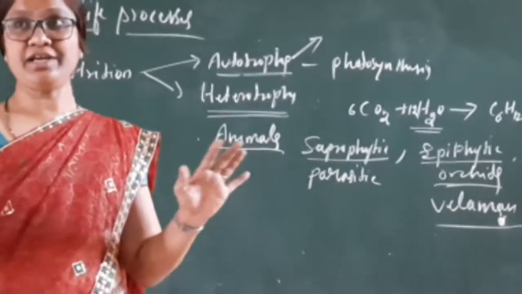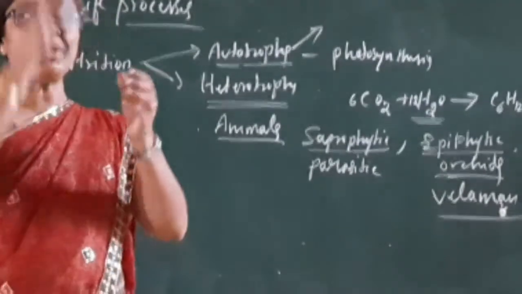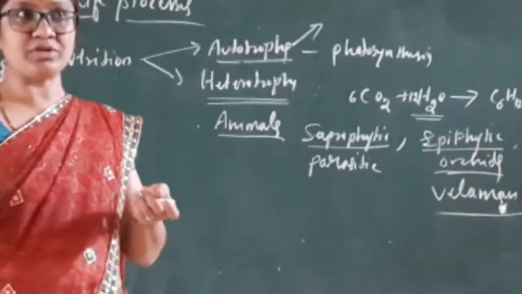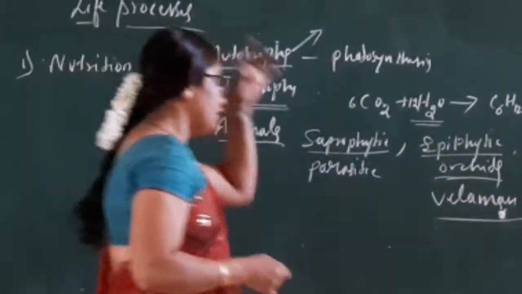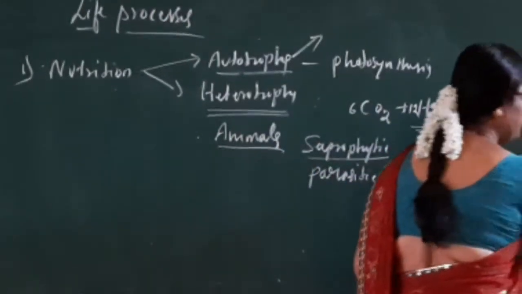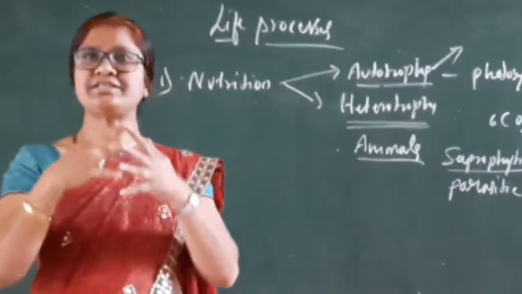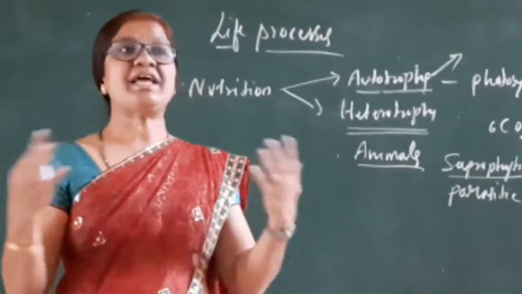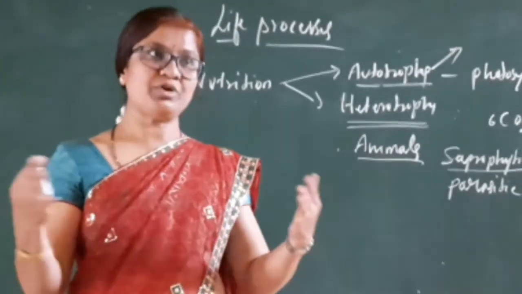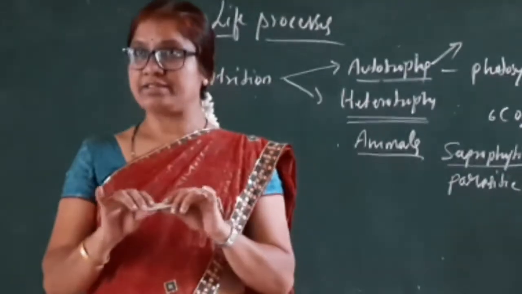They don't require any soil. They can grow on other trees, and the roots hang out and droop down. Got the idea? Next is symbiotic. There are many organisms which undergo a mutualistic or symbiotic relationship. Mutualistic and symbiotic are synonyms, one and the same. There will be two organisms.